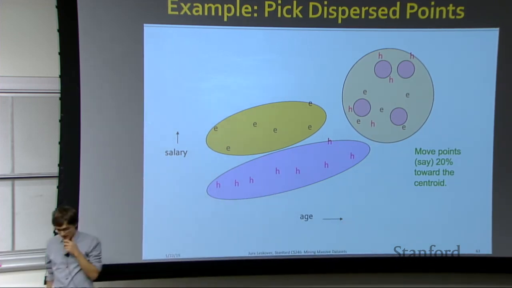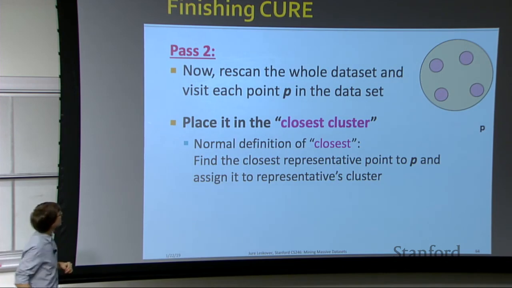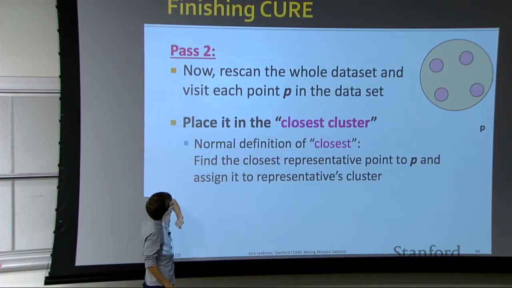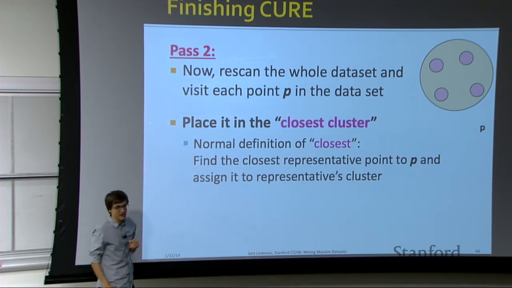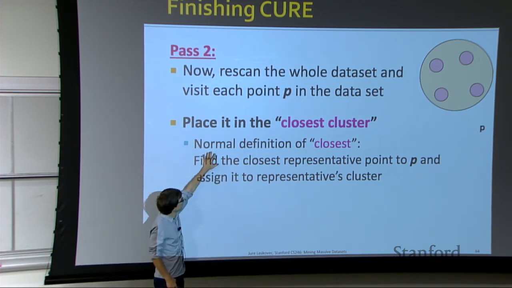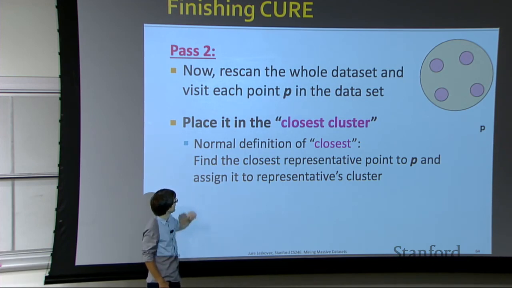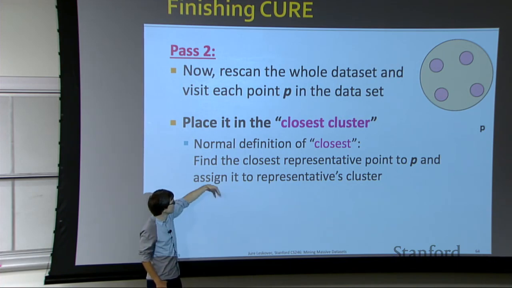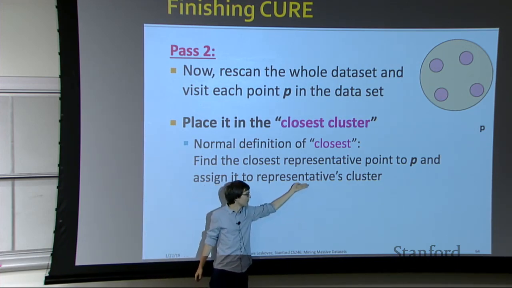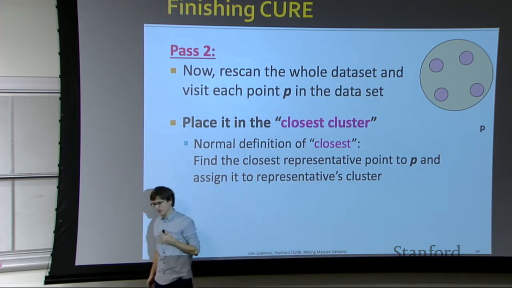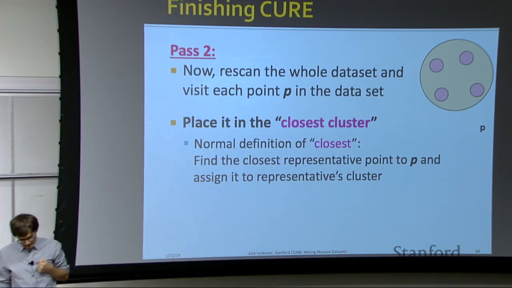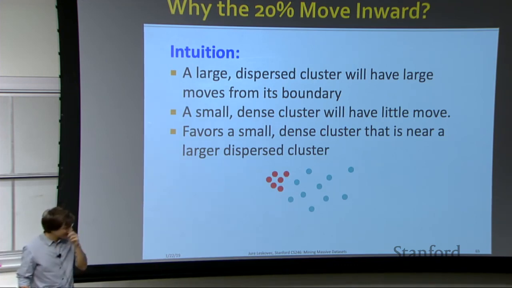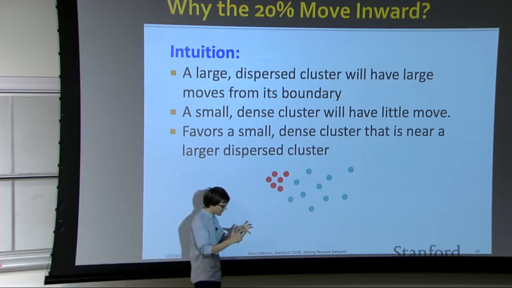And then in pass number two, I will now rescan the whole data set, load every point P, and place it into the closest cluster. What am I using as a definition of the closest? It will basically be: find the closest representative point and assign my point P to whatever cluster that representative is a member of, okay? And that's it. So one last thing to comment here is, why do we want to move points 20% closer to the center?